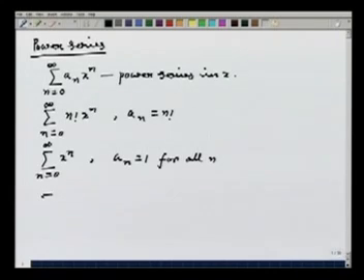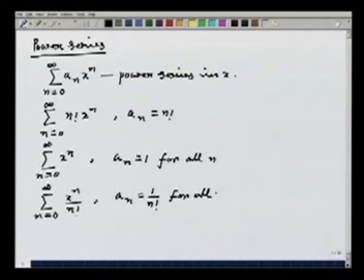Another example would be summation n from 0 to infinity x to the power n divided by factorial n. So here a_n is 1 by factorial n for all n. What I would like to test now, one by one, is for which x these three infinite series which I have written make sense.